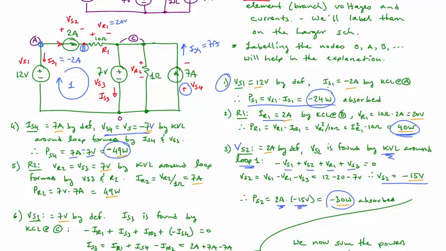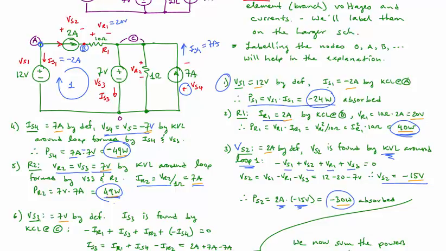Next, let's look at R2. R2 has a voltage that is going to be equal to the voltage VS3, which is 7 volts. And the current through R2 is just Ohm's law. IR2 is equal to VR2, or 7 volts divided by 1 ohm, and so 7 amps. And the power is V times I, or 49 watts absorbed.